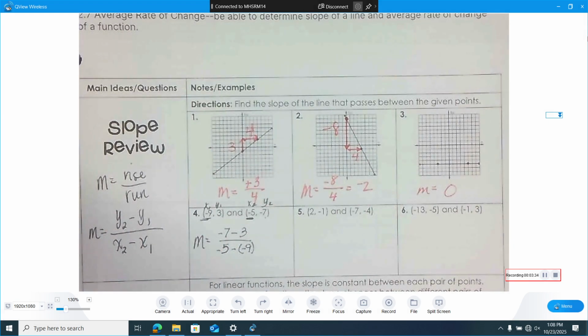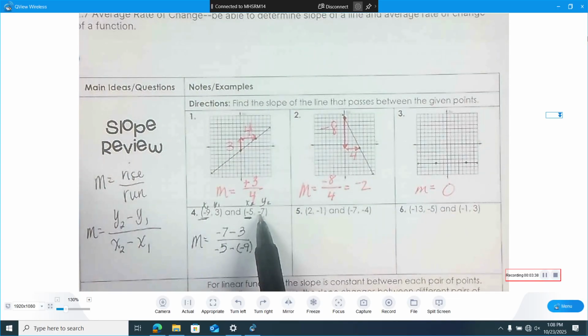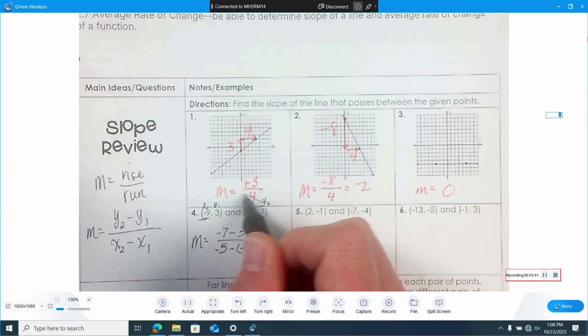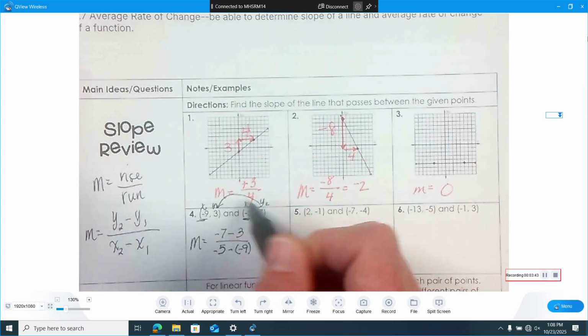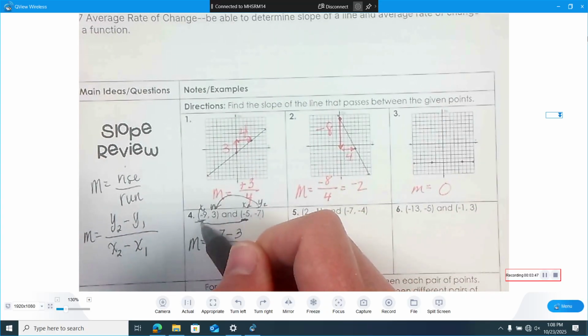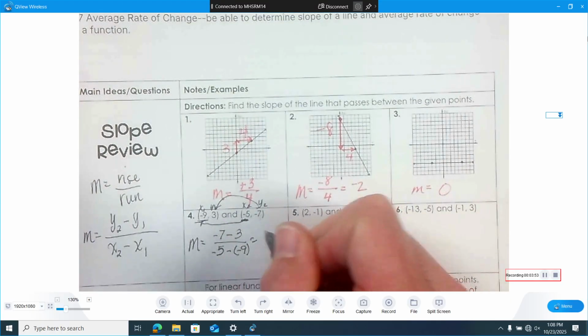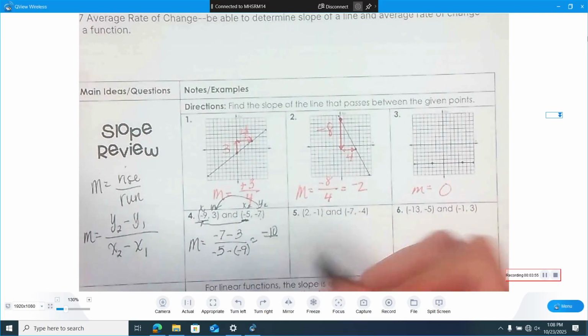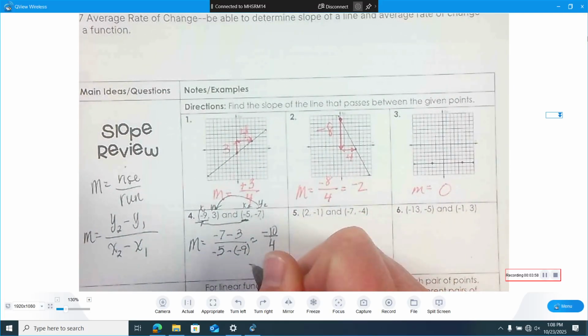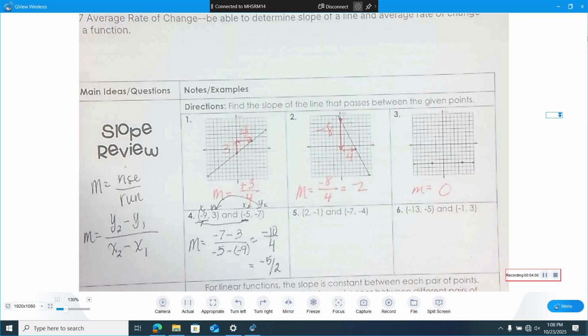You do have to be careful. Order does matter, which really just means you have to start from the same place. So if I subtract my y's this way from the right side to the left, I'm going to do the same thing with the x's from the right point to the left point. So make sure you go the same direction. Let's see, negative 7 minus 3 is negative 10. Negative 5 plus 9 is 4, and so we get negative 5 halves.